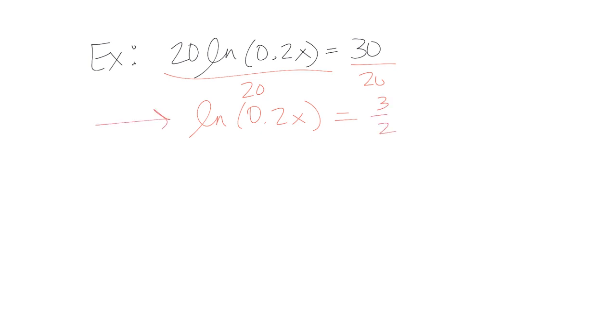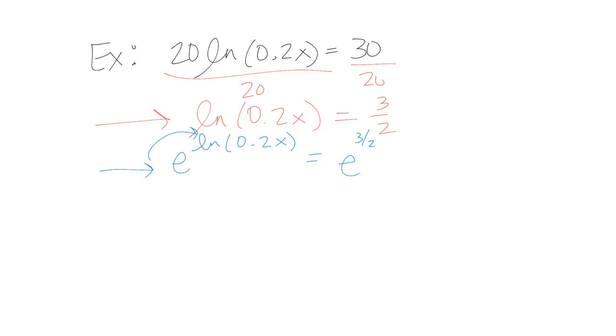Now that that's by itself, I have the option. I can either use the log definition or I could exponentiate. Up to you. I'll exponentiate just because you haven't seen that too often yet and you have already seen the log definition a few times. All right, so I'm going to do e to the natural log of 0.2x equals e to the 3/2. Notice that I'm using e to match the base. The base of the natural log is e.